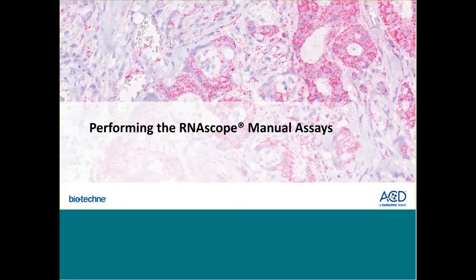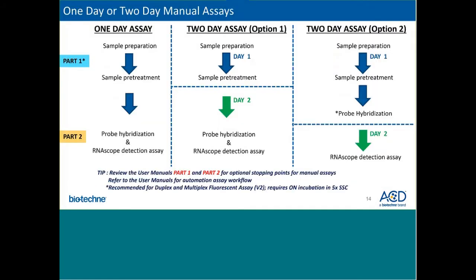For performing the RNAscope manual assays, we'll go over a couple of tips. With the RNAscope assays, you may perform this as a 1-day assay, though there are options to split this into 2 days. The first option to stop the assay would be to complete the sample preparation and pretreatment, and then to begin with probe hybridization and detection on the following day.